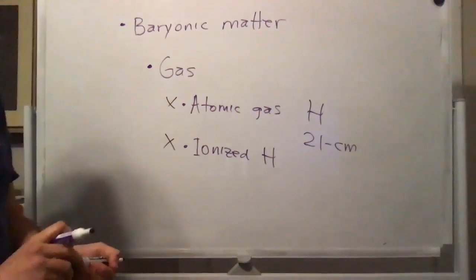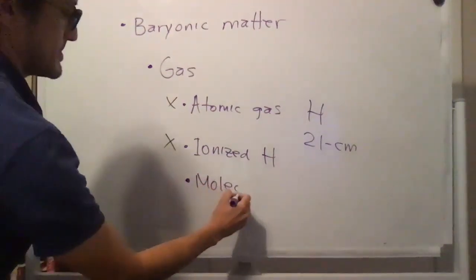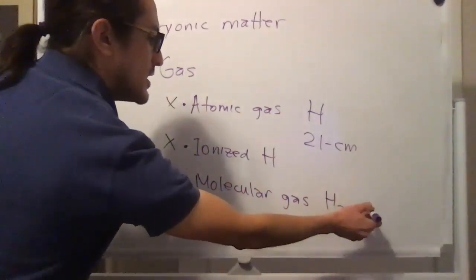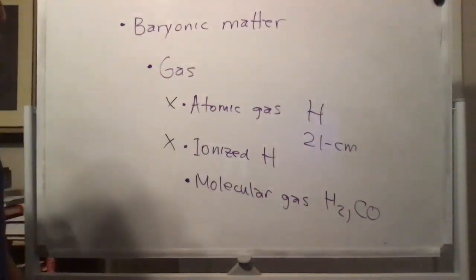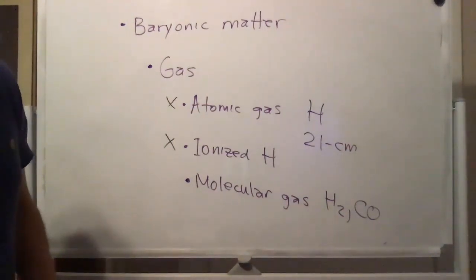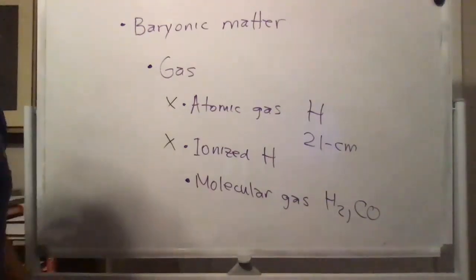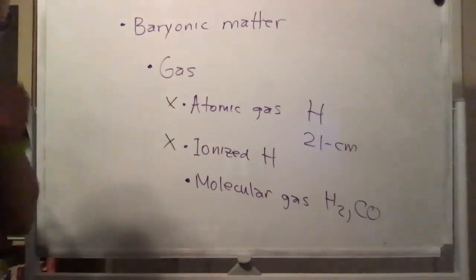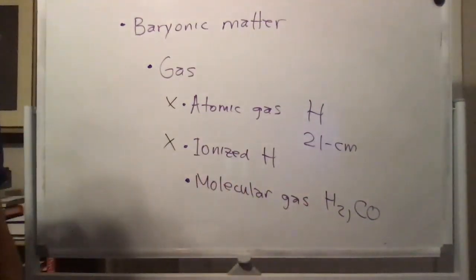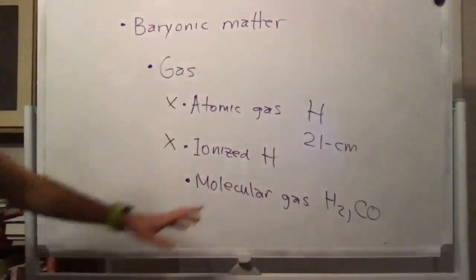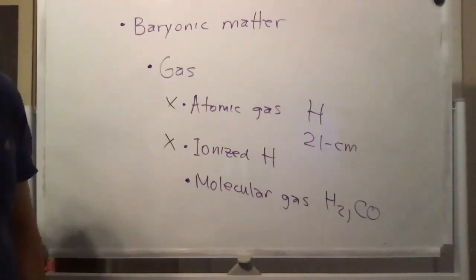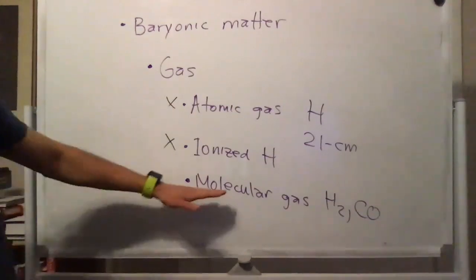The other possibility is molecular gas. So it could be H2, other things. Are these dark matter halos created from molecular gas? It will have to be really, really cold so that it doesn't produce infrared radiation. It is rotating, so that's how they cool down. But molecular gas clouds definitely can get to really low temperatures. This has not been completely ruled out.